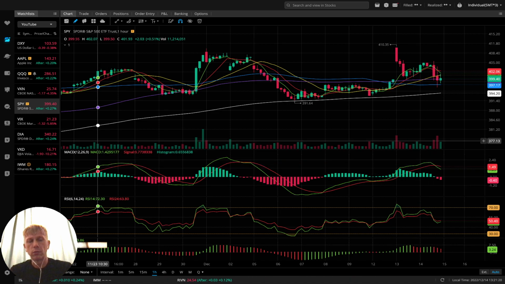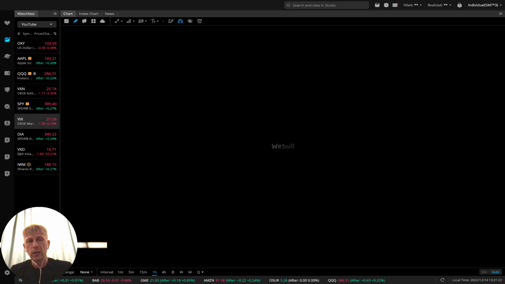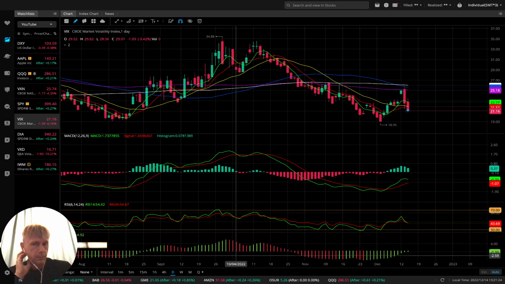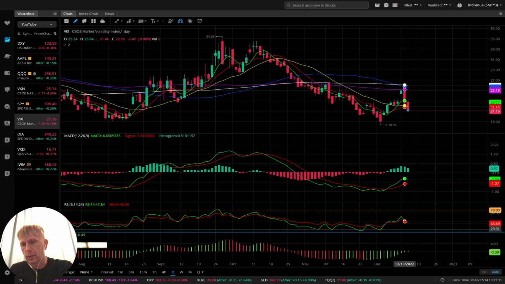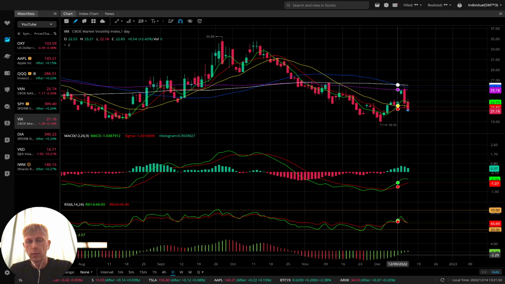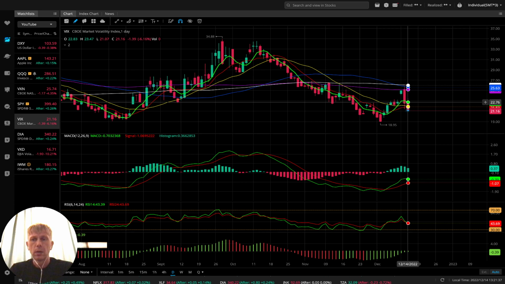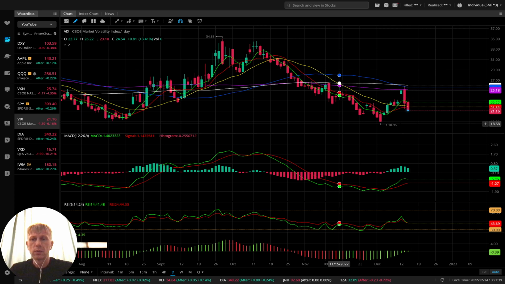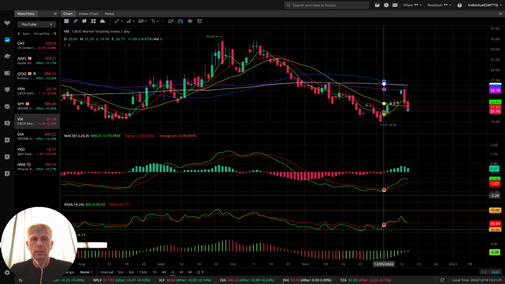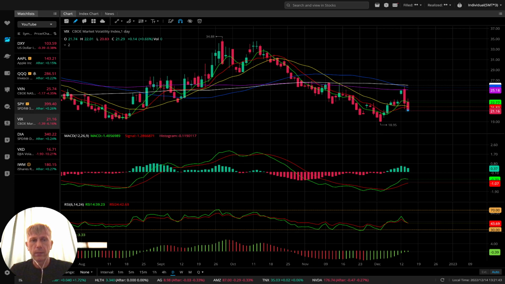On SPY, let's move to VIX. VIX daily still bullish. Still bullish on MACD, bearish on RSI, bullish on awesome oscillator. On moving averages, still bullish. Still bullish with bullish divergence, right? It's bearish for SPY.